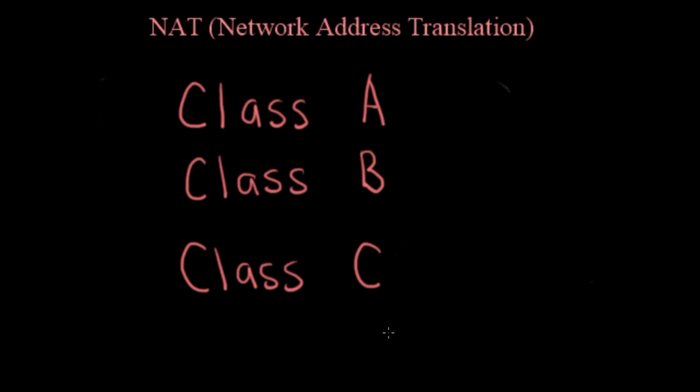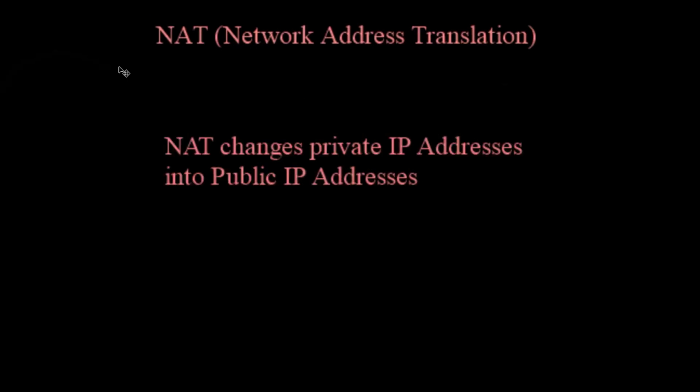The issue with private IP addresses was that they could not access the internet. Only public IP addresses can. So what NAT does is it turns private addresses to public addresses. Here's an example of NAT.